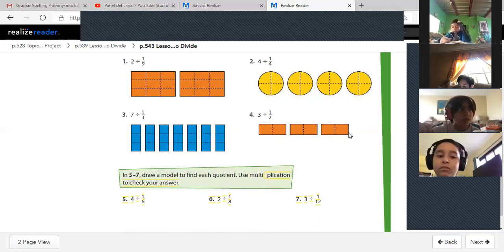Mister, if we finish the 2 pages, we don't have math homework? Right. Actually, we have to finish to prepare the answers, and then you will not have math homework today.